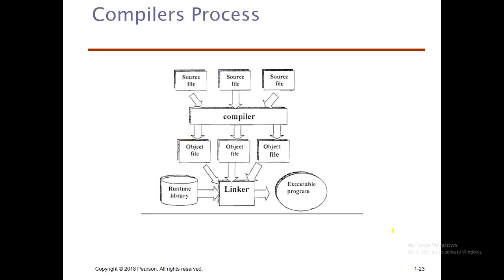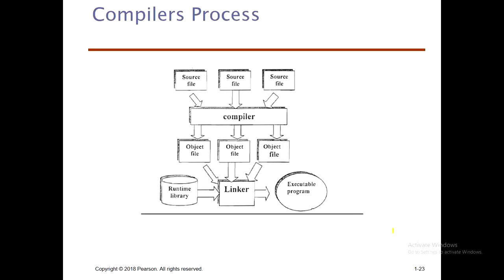So the compiler process will actually look like this picture, as you could see. Here you have, for example, 3 files. Each file has a source file, source code, in whatever language that you can imagine. Then it will take it to the compiler. The compiler will create the object files. Each program will have a different object file created.